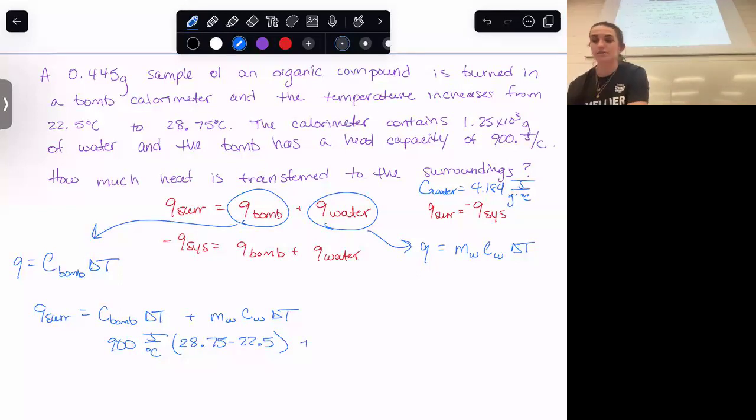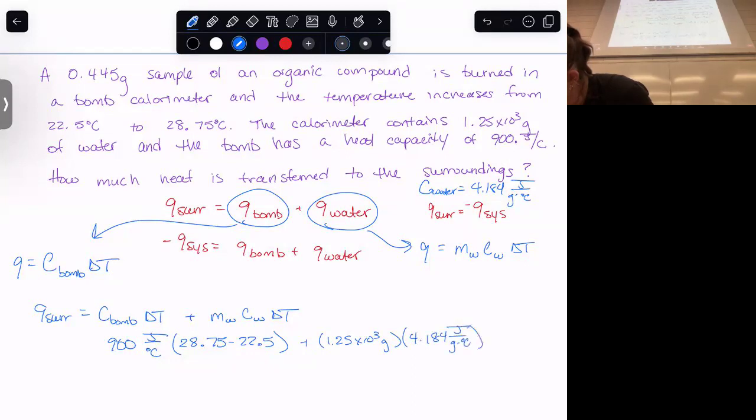And then we have our mass. How much does our water weigh? Yep, so this is 1.25 times 10 to the third, or 1,250 grams of water. We're given our specific heat. And does our delta T change for water? No, it's still the same, right? Your reaction is that organic compound that's being burnt. Your water in your cup or your water in your bomb are going to be the things that are your surroundings, and your system is your organic compound. So these stay the same.